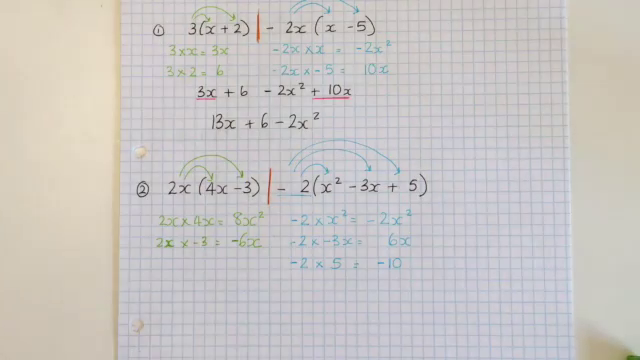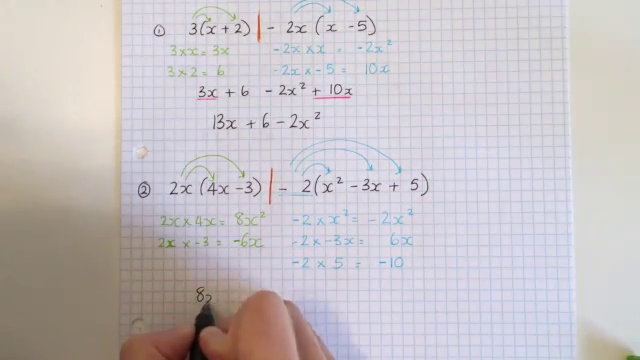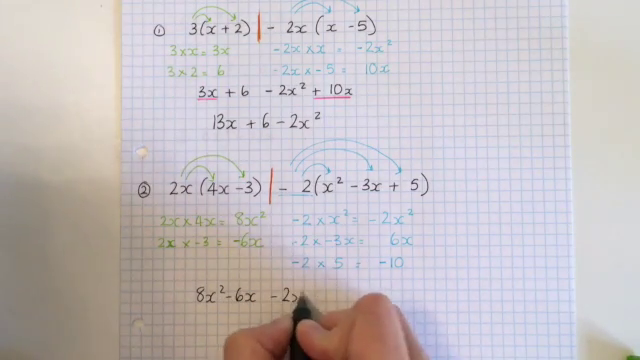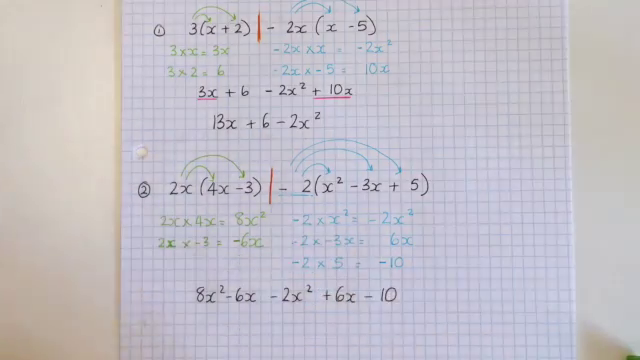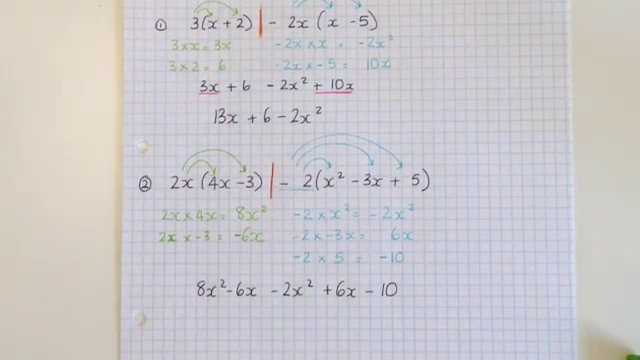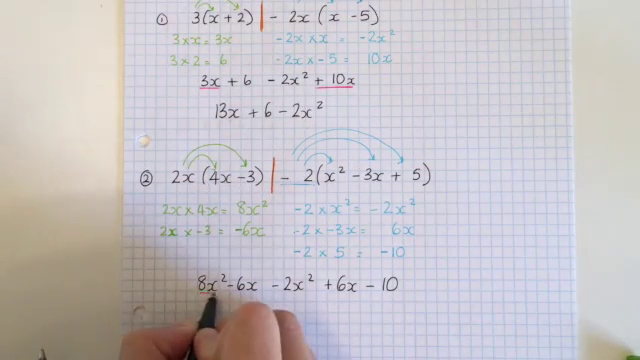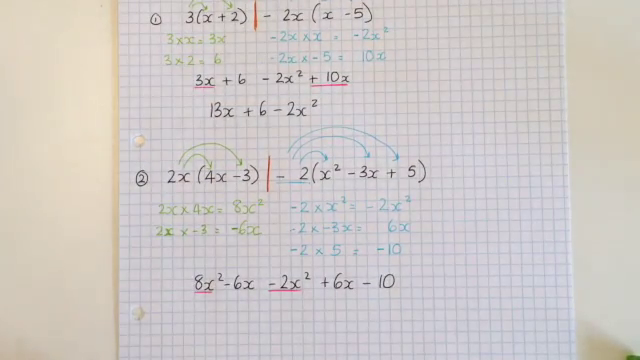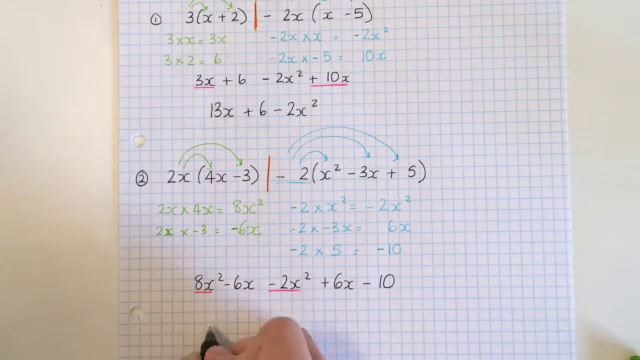Okay, so let's write down what we've got all together now. So we've got our 8x squared, take away 6x, take away 2x squared, plus 6x, take away 10. Okay, so what can I put together first of all? Right, x squared, I've got this one here and this one here. Okay, so let's do that part first. 8x squared, take away 2x squared would leave me with 6x squared.